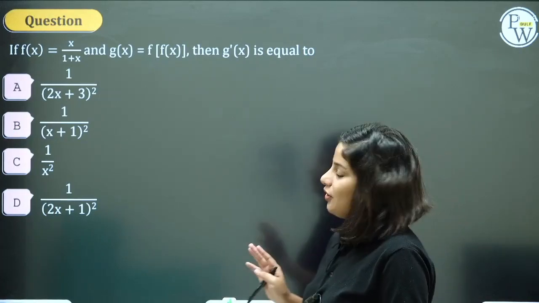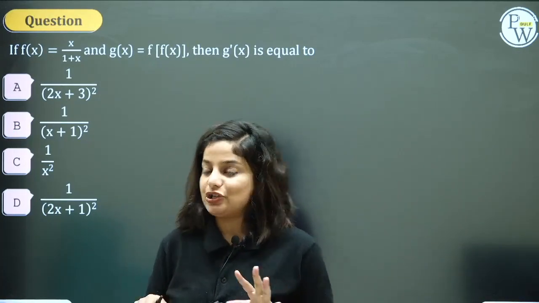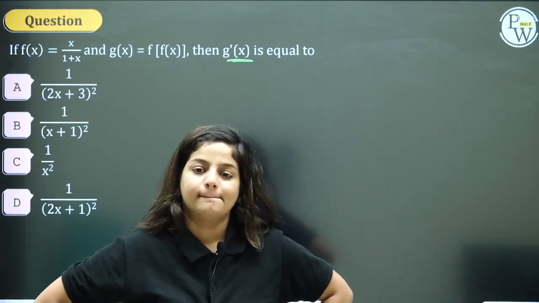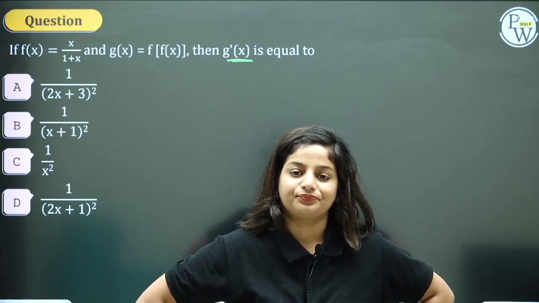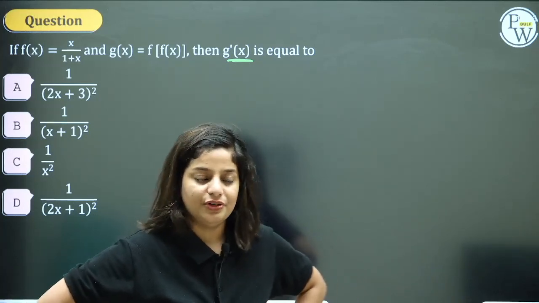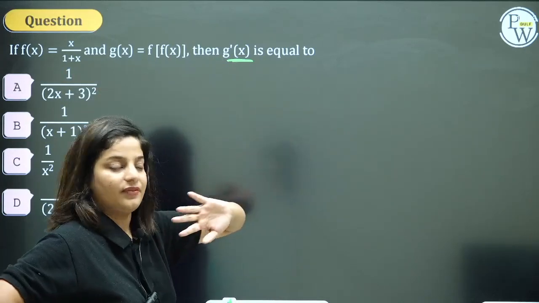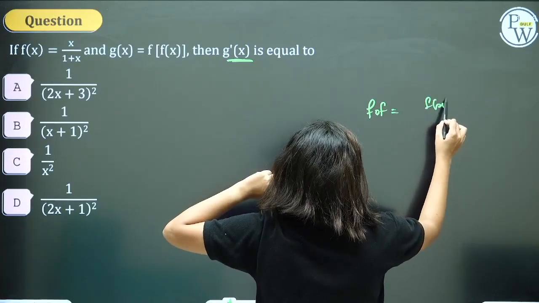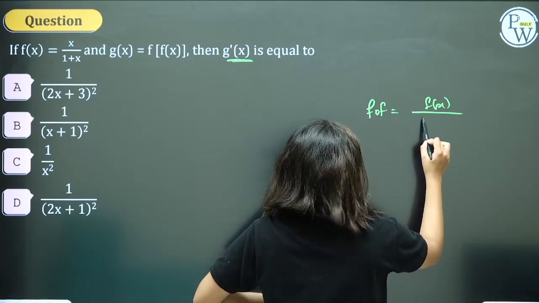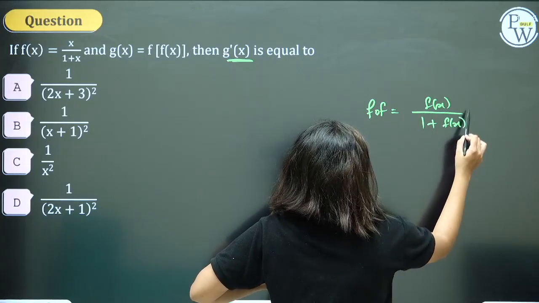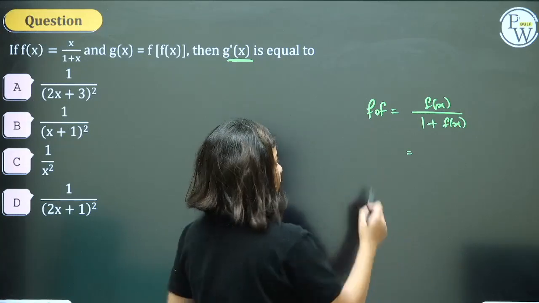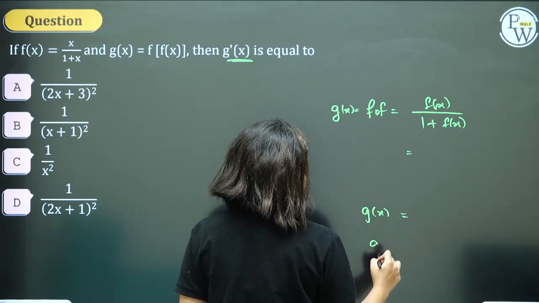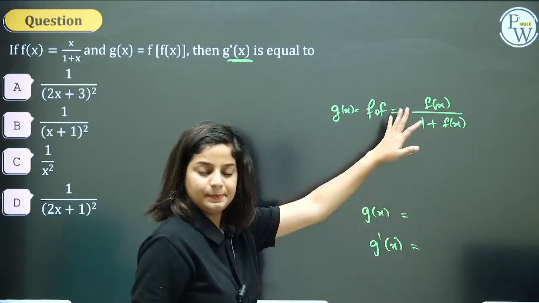f of x is given, g of x is f of f of x, a composite function. Then what is g dash of x? You have to find the derivative of g of x. See, there are two ways to solve. First, you find f of f, the composite function. In the function, instead of x you substitute f of x, then solve it and get f of f, which is nothing but g of x. Once you get your g of x, just differentiate it and you will get g dash of x.